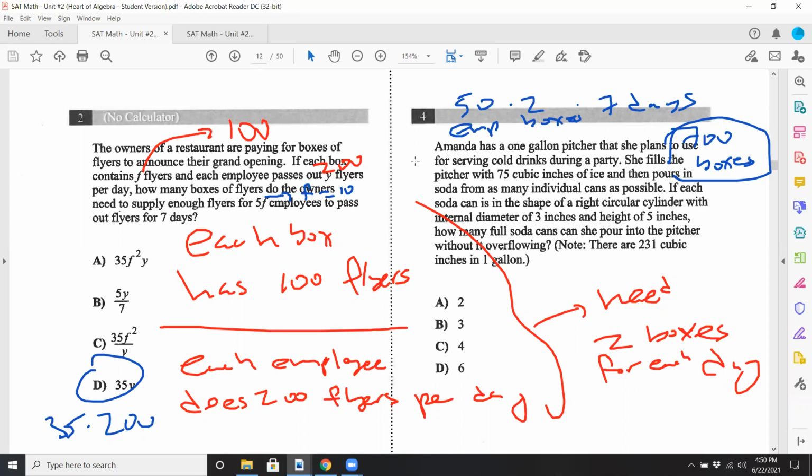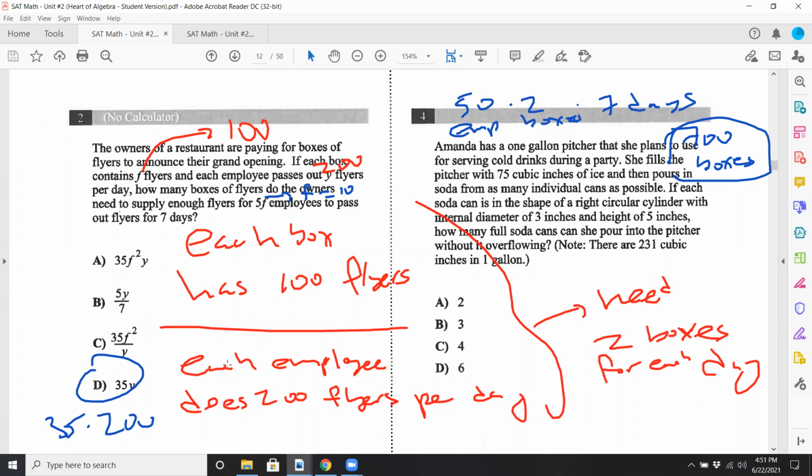Okay, I don't know what I am doing wrong here, but I'll have to revisit this problem because it's driving me a little bit nuts. Each employee passed out 200 flyers because... Okay, well, what you're supposed to do is check the choices and match it up, but I don't know why I'm not.